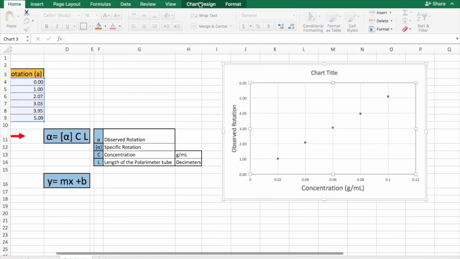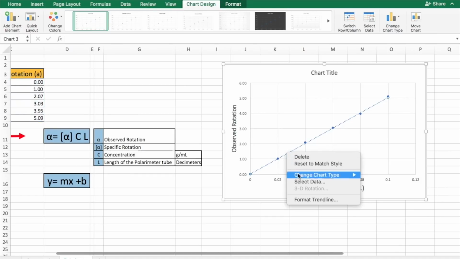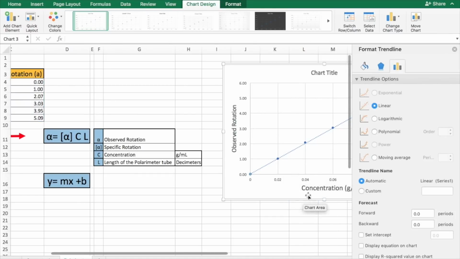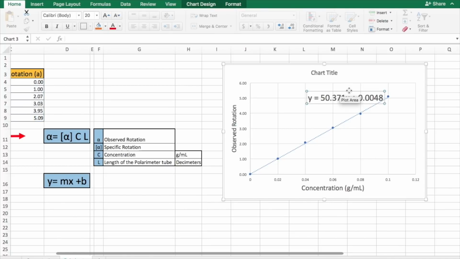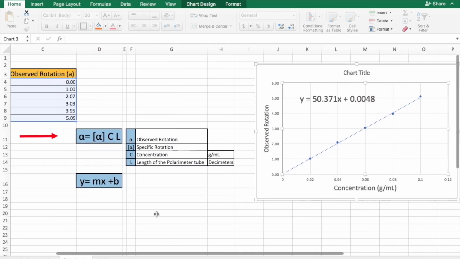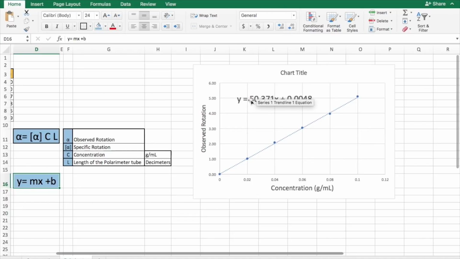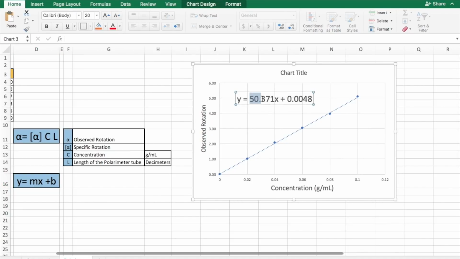Once you have your trend line, display your equation on the figure. This will help define specific rotation of our data. Ideally, you want to have a linear equation of y equals mx plus b. This linear equation can be compared to the equation of alpha equals bracketed alpha times c and L, where bracketed alpha can be compared to the slope of the linear line. As you can see, our slope is 50.371.